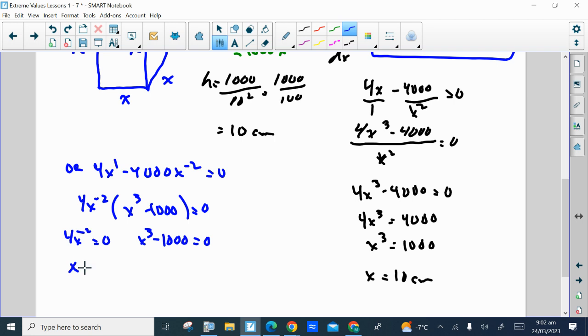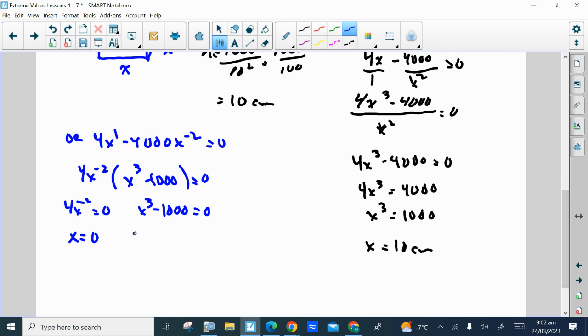And for the first factor, that would be where x is 0, which is not permissible because you no longer have a box. If x is 0, you don't have a length and you don't have a base at all, which obviously won't work. The second factor, though, x cubed minus 1,000 equals 0, solution to that would be when x cubed equals 1,000, and then you take the cube root and you get your 10 centimeters that way as well. So either way works. You get a common denominator, express the derivative as a rational function, and then a rational function equals 0 when the numerator equals 0. Or you can simply factor.